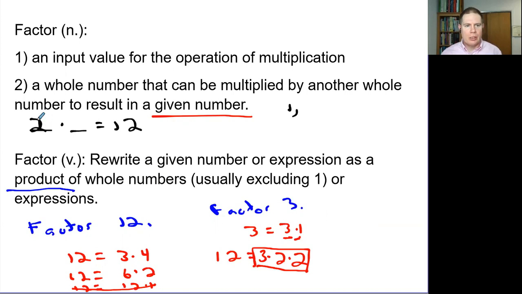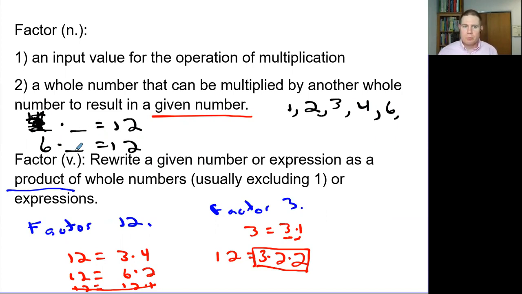Can I put in 2 times something? Yes, 2 times 6 is 12. Can I put in 3 times something? Yes, 3 times 4 is 12. Can I put in 4? Yes, 4 times 3 is 12. Can I put in 5? No, right? Here's our first whole number that is not a factor of 12. I can't multiply 5 by another whole number and hit 12, right? 5, 10, 15, 20, 25. I'm never going to land on 12. So 5 is out. Can I put in 6? Okay, 6 times something. Yeah, 6 times 2 is 12. Can I put in 7? No, 7, 14, 21, that's not going to work.